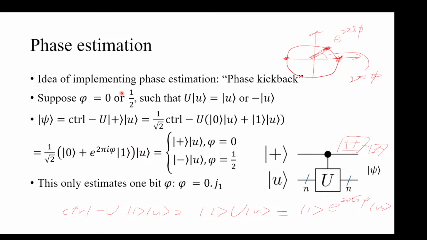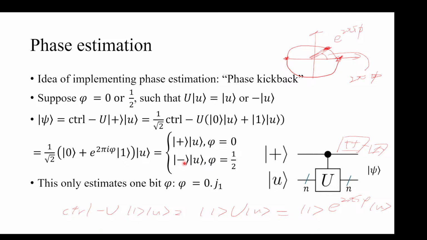And yeah, so you see that you can perfectly distinguish phi equal to 0 or 1/2 using this circuit. You have a plus state as input, and apply a controlled unitary on it with the second register, which starts with your eigenvector u. You get the end result as either a plus state or a minus state on the first register, and then you can perfectly distinguish them. Okay, so that's the easy case of phase estimation.